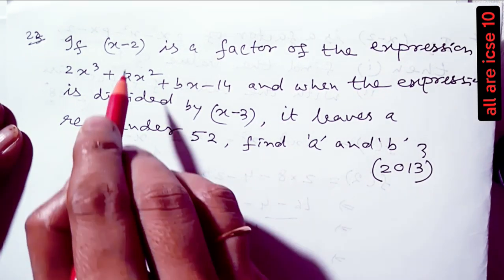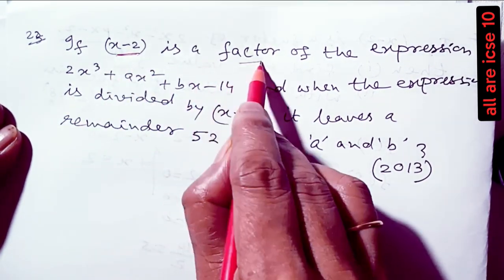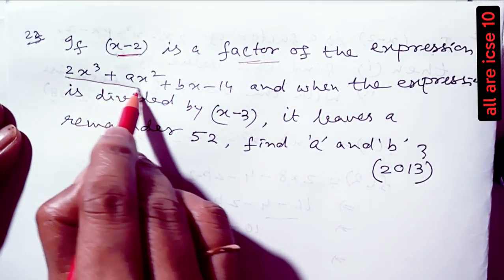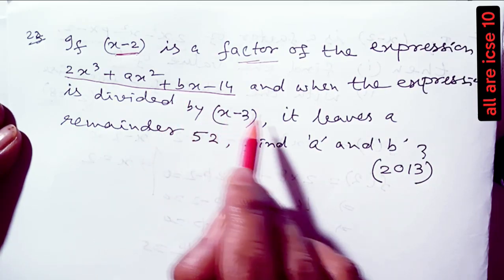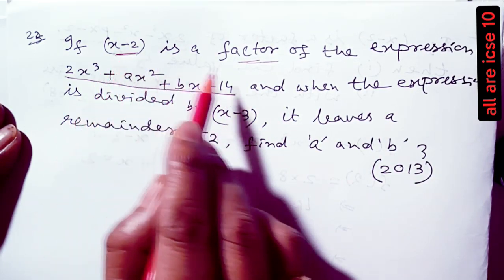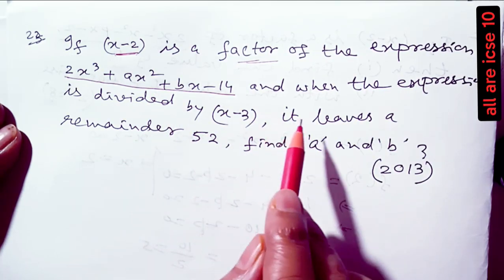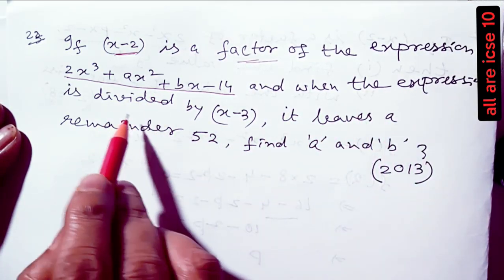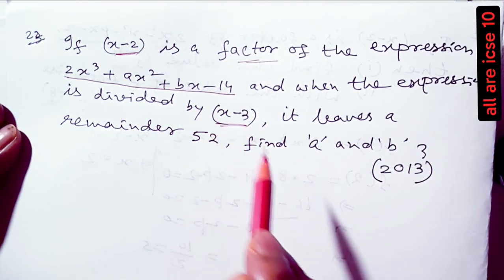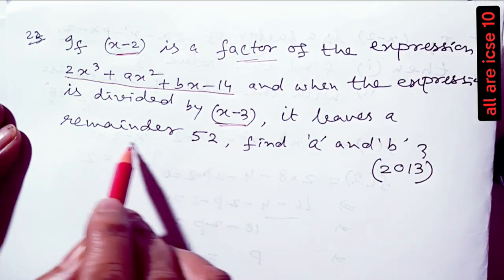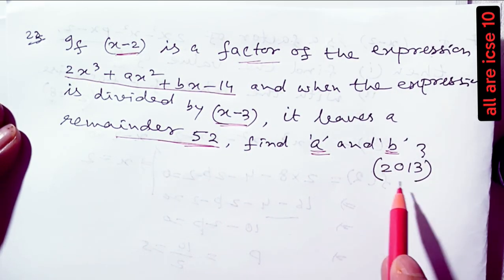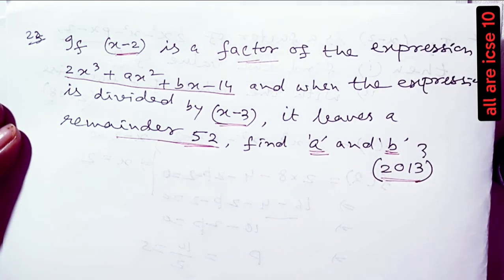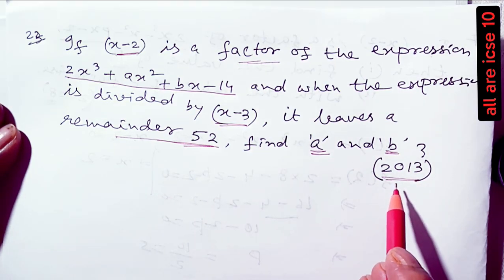Now, if x minus 2 is a factor of the given expression 2x cube plus ax square plus bx minus 14, and when the expression is divided by x minus 3, it leaves a remainder 52, find a and b. This is the question. This is an ICSE question, 2013.